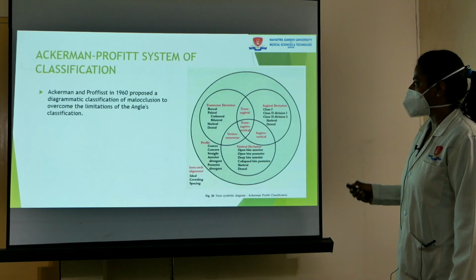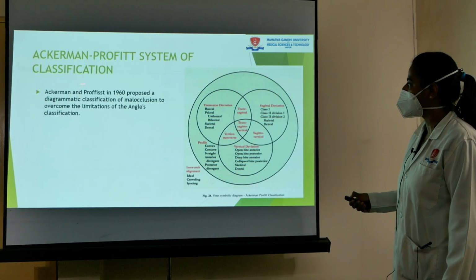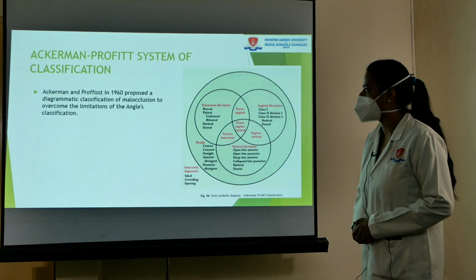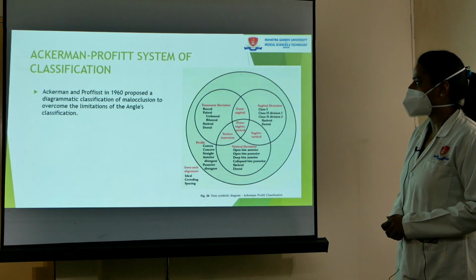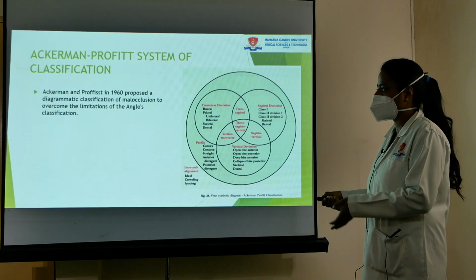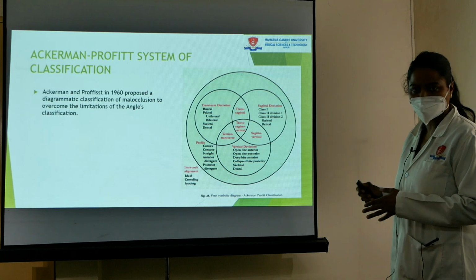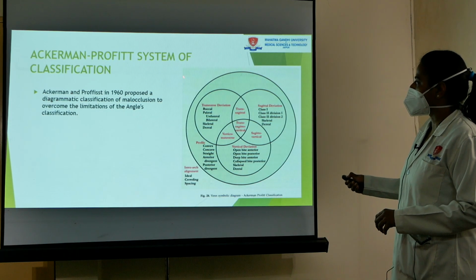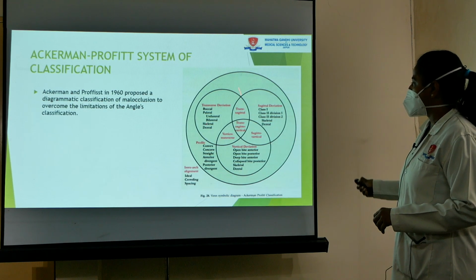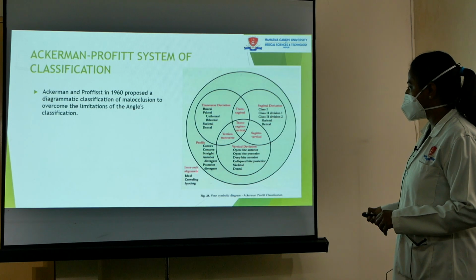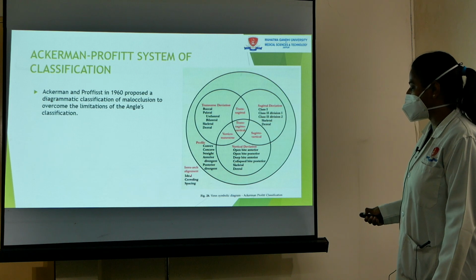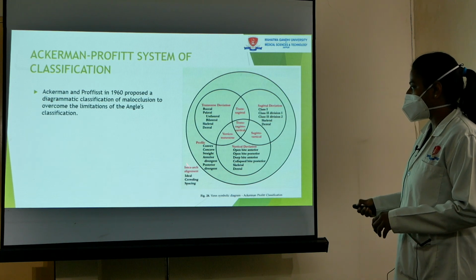Then last is the Ackerman-Proffit classification system. Ackerman and Proffit in 1960 proposed a diagrammatic classification of malocclusion to overcome the limitations of Angle classification. लाइक उसकी लिमिटेशन थी एंगल्स की, उसने सिर्फ डेंटेशन को कंसीडर किया था बट पूरे स्केलेटल सिस्टम को कंसीडर नहीं किया. तो इसके लिए एक्करमैन एंड प्रॉफिट ने 1960 में क्लासिफिकेशन सिस्टम दिया जिसमें इसने 3 सर्कल्स बनाए दैट एनवेलप टू ईच अदर, इन विच फर्स्ट ऑफ ऑल इट सेज अबाउट द आउटर सर्कल्स शोज द इंट्रा आर्च अलाइनमेंट, वेदर इट इज आइडियल, क्राउडिंग और स्पेसिंग.